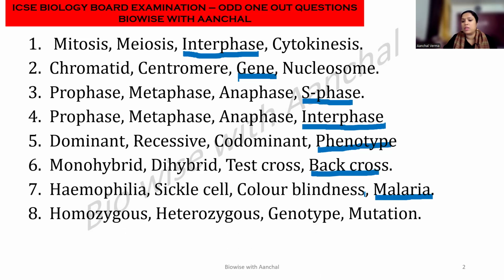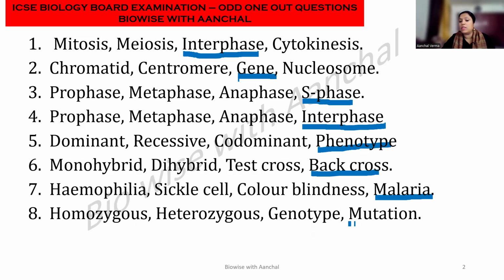Homozygous, heterozygous, genotype, and mutation. Now, homozygous is a condition of the alleles. Homozygous is capital T, capital T. Heterozygous is capital T, small t. Genotype is whether it is capital T or small t, right? So they are all talking about the genetic constitution.